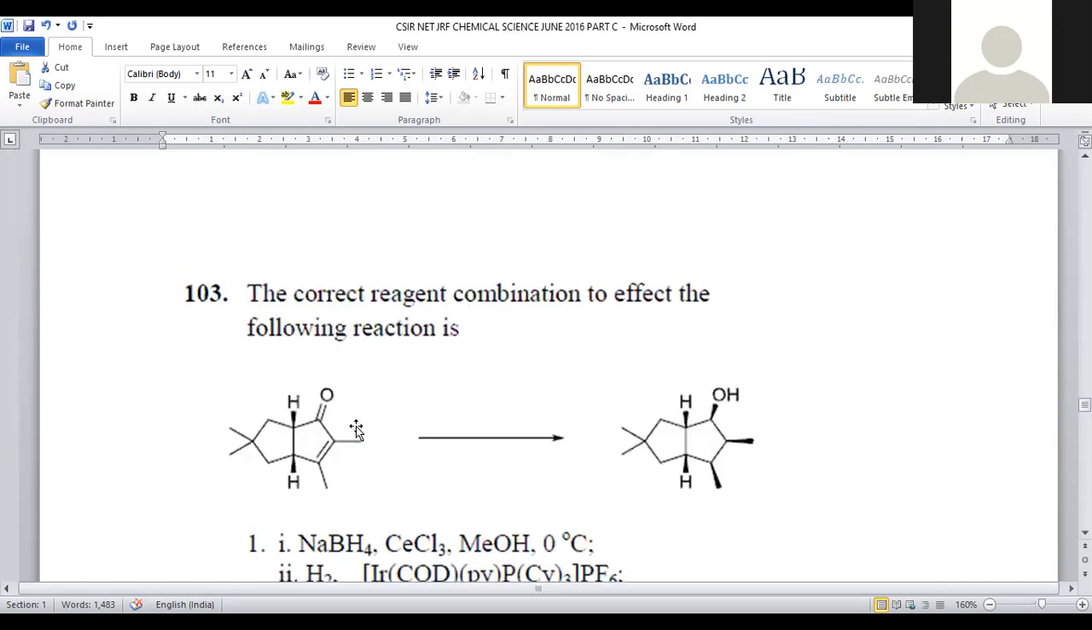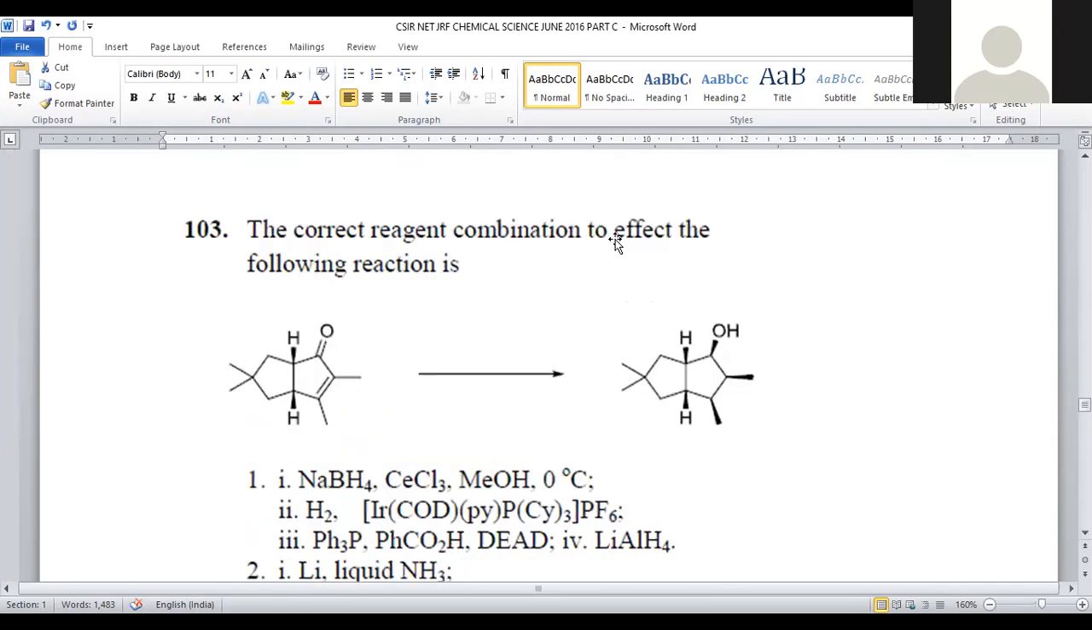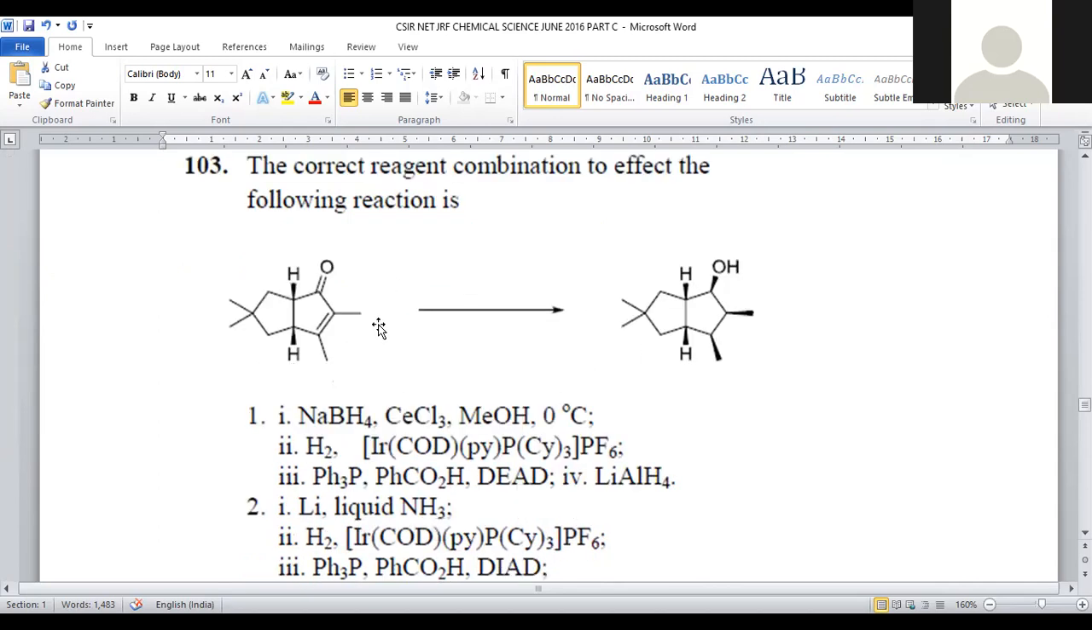Let us move on to question number 1 or 3. In question number 1 or 3, the correct reagent combination to effect the following reaction is asked. Here the starting material and products both are provided. The requirement is, what are the suitable conditions required in order to convert the starting material into the product?